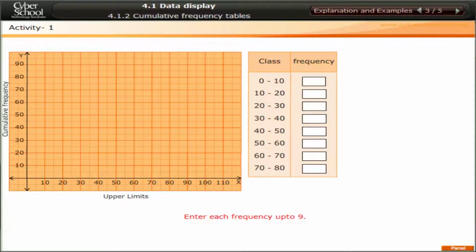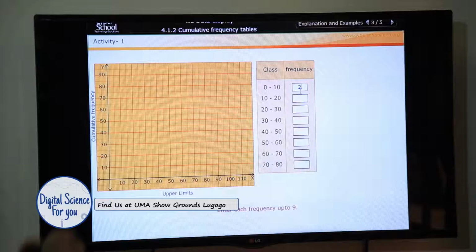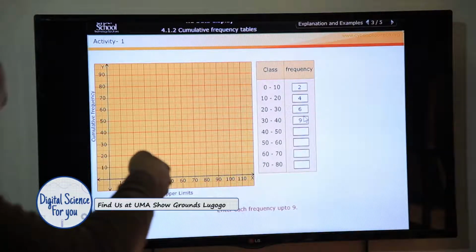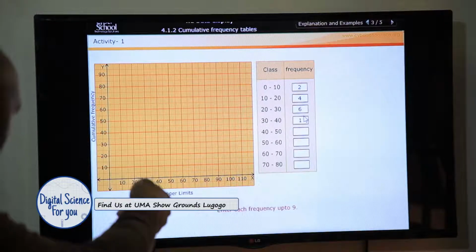Frequencies. If 0 to 10, if I decide to put there 2, then 10 to 20 I can put there 4. Then 20 to 30 I can put there 6. 30 to 40 I can put there 10. Let me put 10 here on 30 to 40.